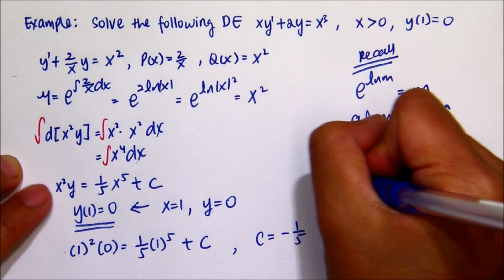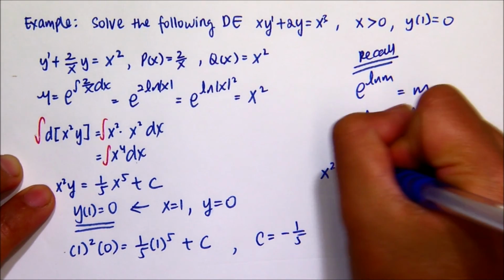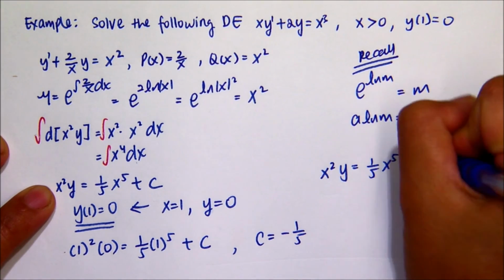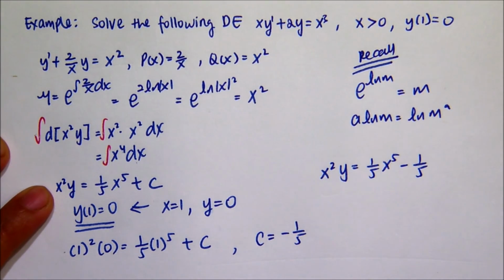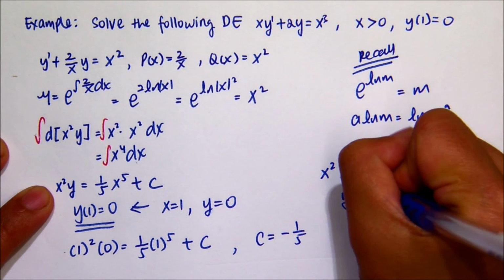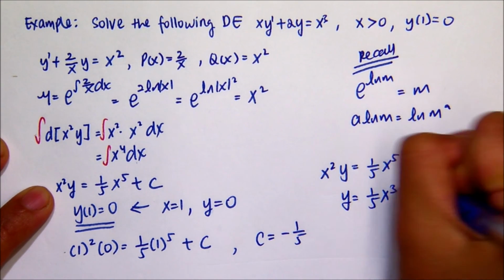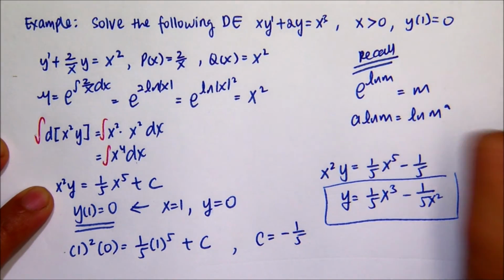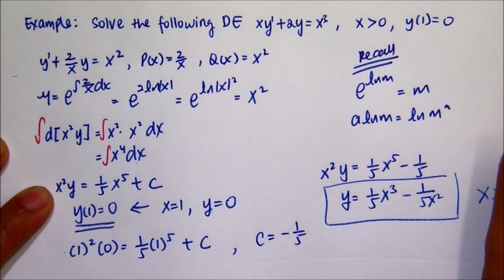Alright, so if you rewrite this solution, you have it as that. Or you can isolate y, and this becomes, and the condition is x must be bigger than 0.